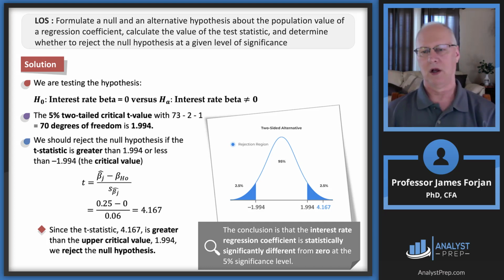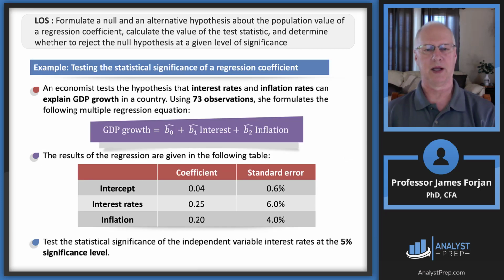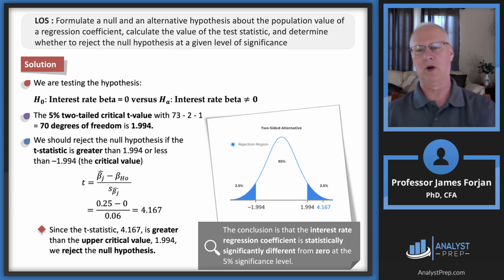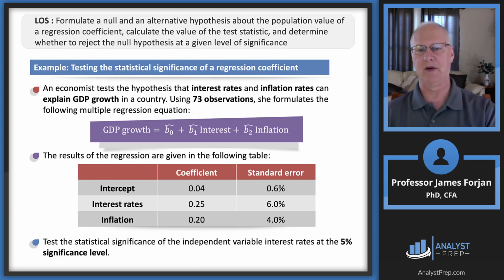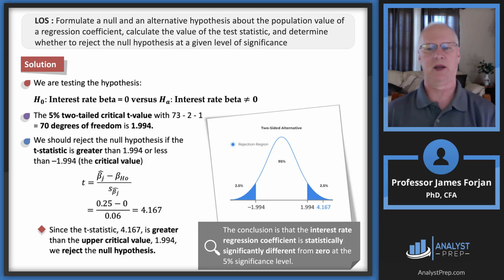So, let me go back here. The fact that the coefficient of interest rates was 0.25, that was positive, and inflation 0.2 was positive, means that we're going to be looking on that right-hand tail. If in fact they were negative, then we would be looking on the left-hand tail.